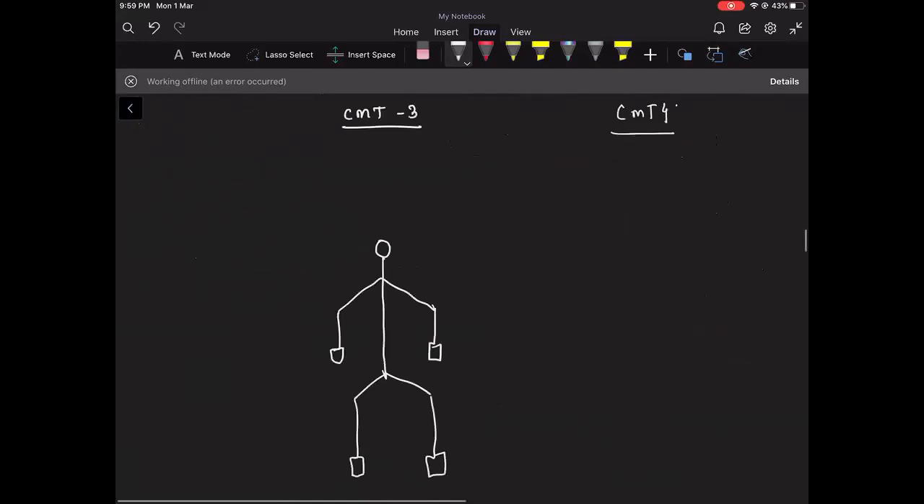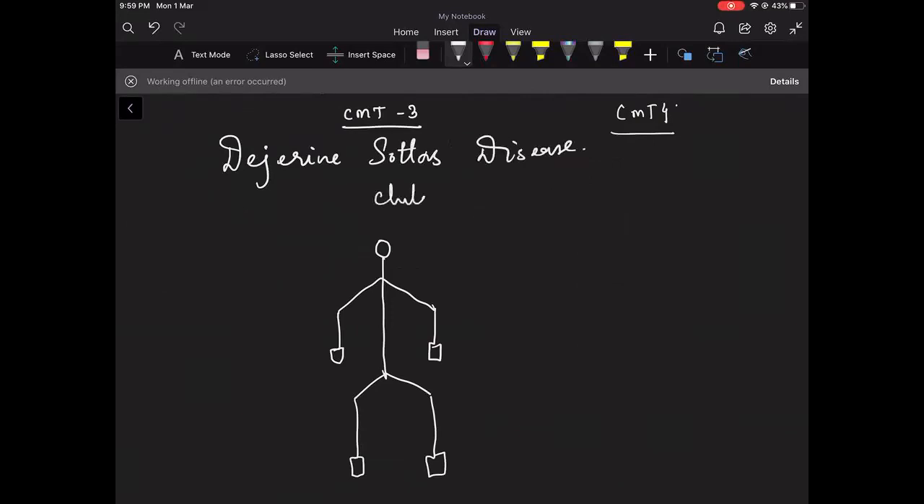Coming to Dejerine-Sottas disease. Here, classically, it is seen in children. The patient will have very poor conduction velocities on nerve conduction studies, usually less than 5 to 10 meters per second.